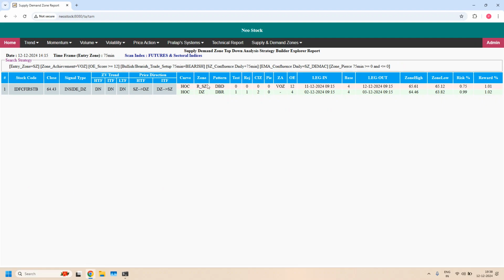And also it is a high liquidity zone. A 75 minutes high liquidity zone. This zone is part of the daily zone. The daily zone is having daily EMA confluence. Okay, this 75 minute supply zone is more high probability trade setup supported zone. Okay, next let us look for LTF, ITF and HTF supply zone confluence.